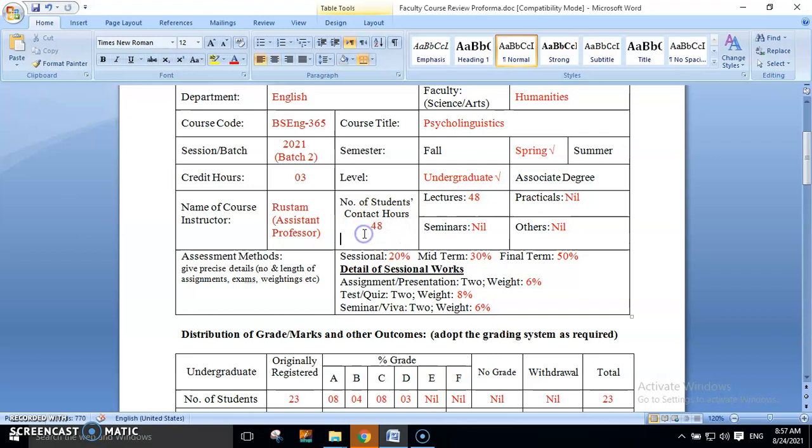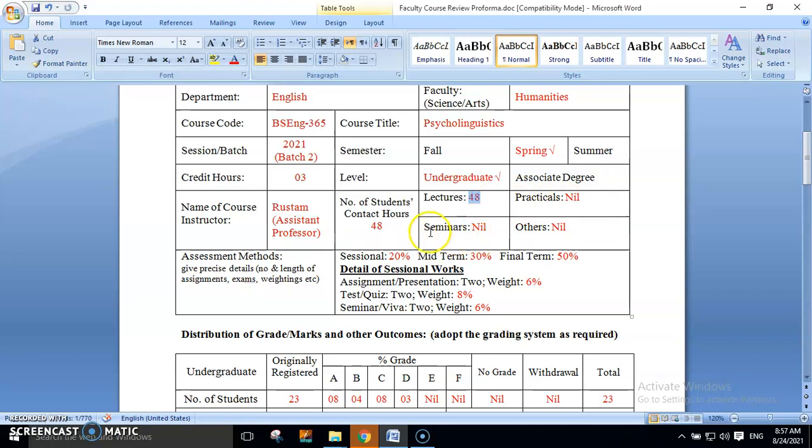So usually in a theory course, the contact hours and the credit hours are the same. Actually this course is of 3 credit hours, which means 3 classes per week. As we have 16 weeks, our contact hours in a theory course become 48. If you are having a practical course, then 3 contact hours will constitute 1 credit hour. Anyhow, for this course I have delivered 48 lectures and there were no practicals involved.